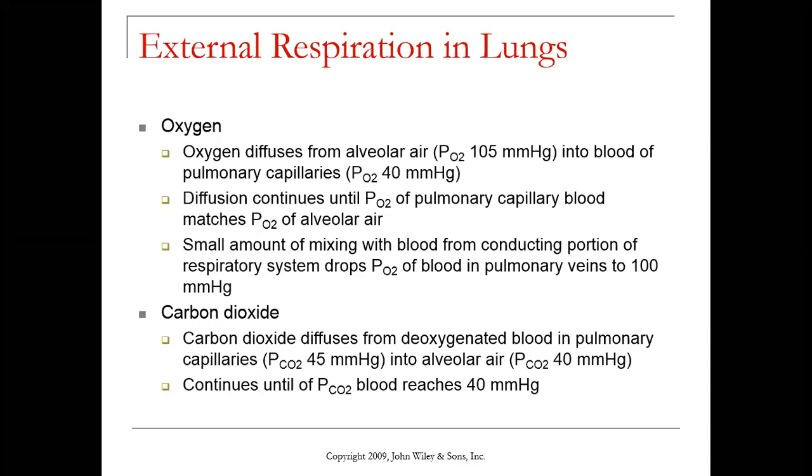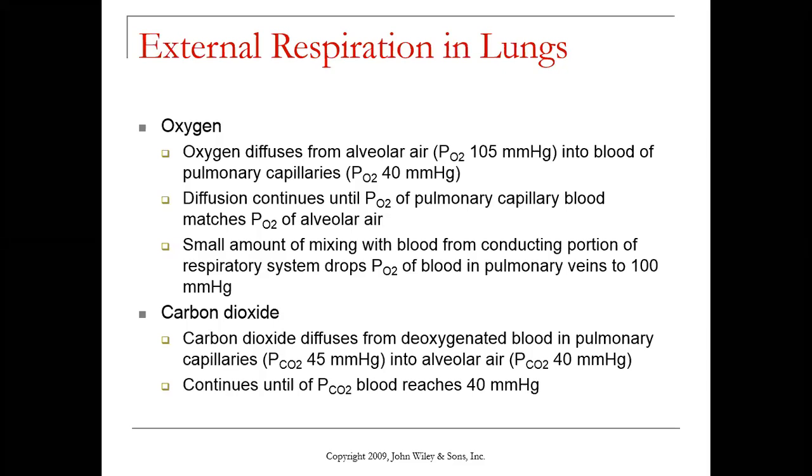Okay, we have discussed that oxygen diffuses from the alveolar air, which contains a partial pressure of oxygen of 105 millimeter of mercury, into the blood of the pulmonary capillaries. Here deoxygenated blood was there initially. The partial pressure was 40 millimeter in deoxygenated blood. Then diffusion continues until the partial pressure in the pulmonary capillary blood is equal to the partial pressure of the alveolar air, that is 105 millimeter of mercury.